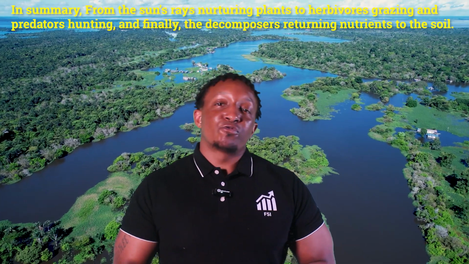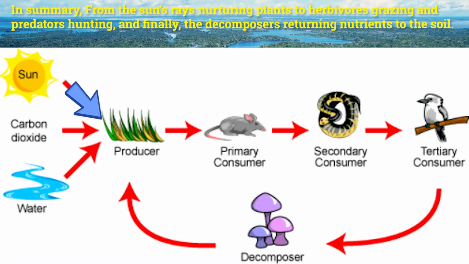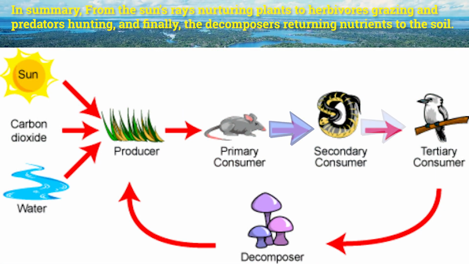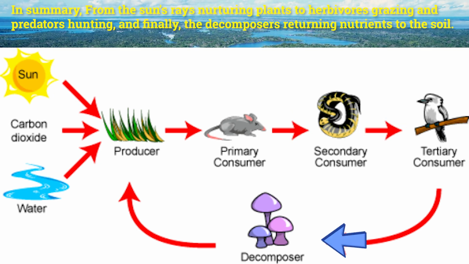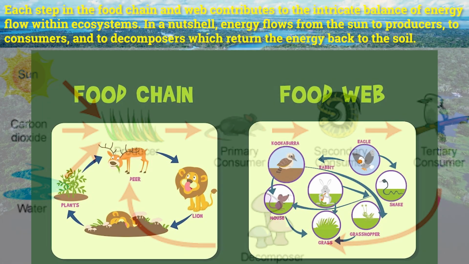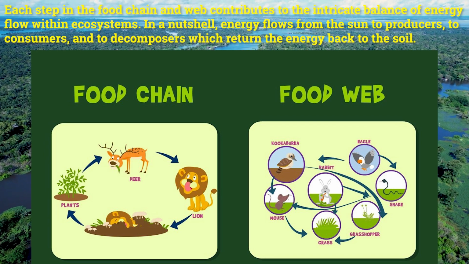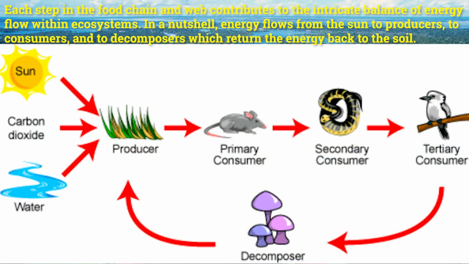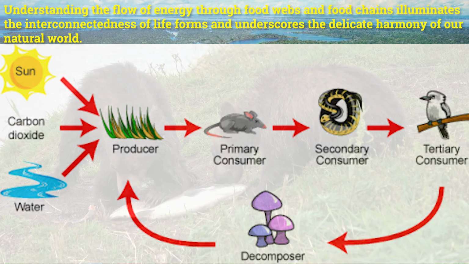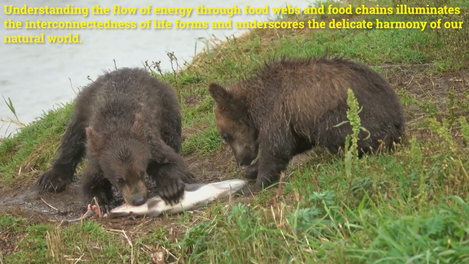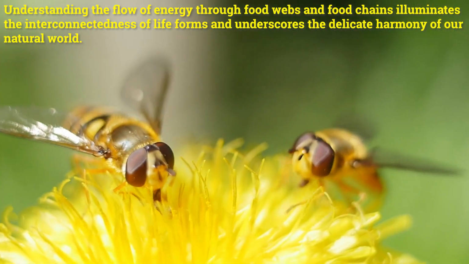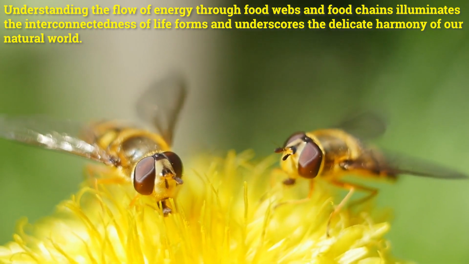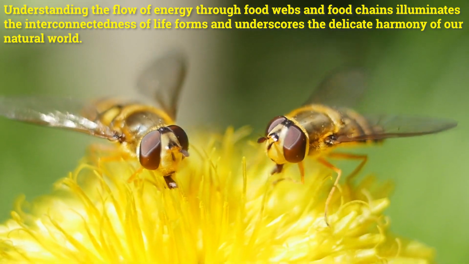In summary, from the sun's rays nurturing plants to herbivores grazing and predators hunting, and finally the decomposers returning nutrients to the soil. Each step in the food chain and web contributes to the intricate balance of energy flow within ecosystems. In a nutshell, energy flows from the sun to producers, to consumers, and to decomposers, which return the energy back to the soil. Understanding the flow of energy through food webs and food chains illuminates the interconnectedness of life forms and underscores the delicate harmony of our natural world.